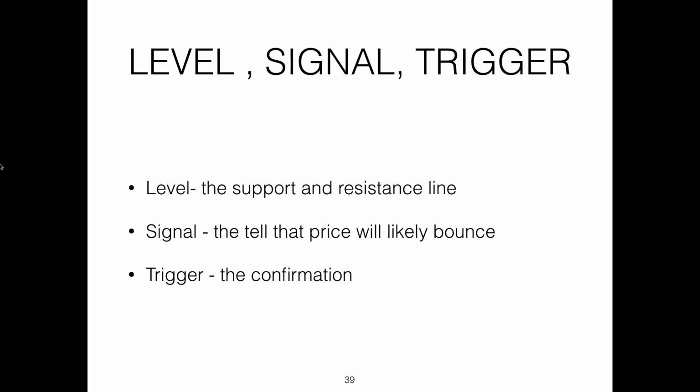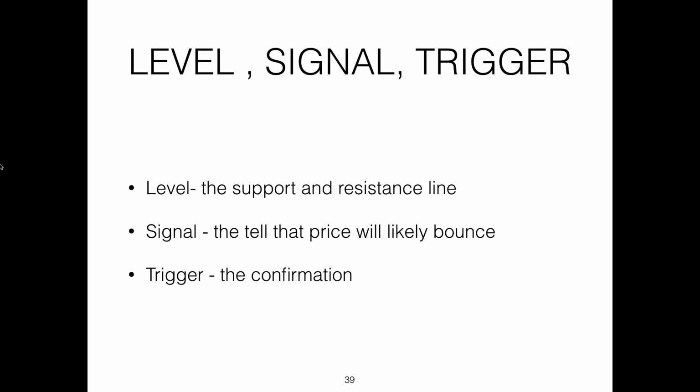There are three things we should consider when making an entry. First, we have the level. The level is the support or the resistance line. The level is the support when entering. It is the resistance when exiting the trade. The signal is what tells you that the price will likely bounce. The signal tells you that it's about to enter the market.